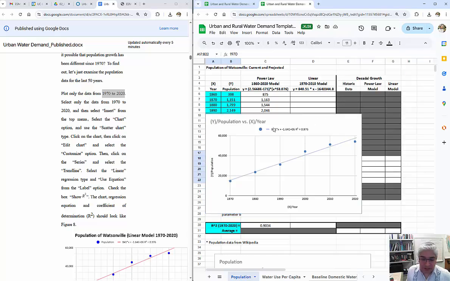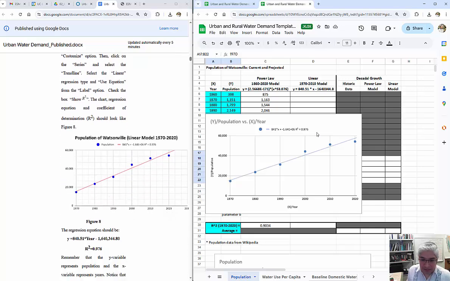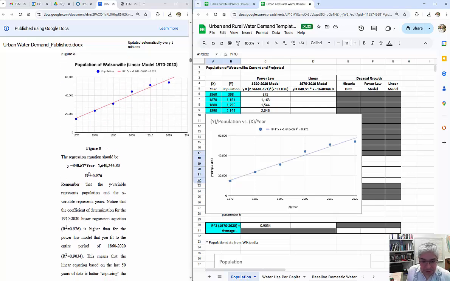Now what this is telling us is that this line fits the last part better, and actually the R square in the last 50 years is quite good, 0.976. The closer to 1 the better.